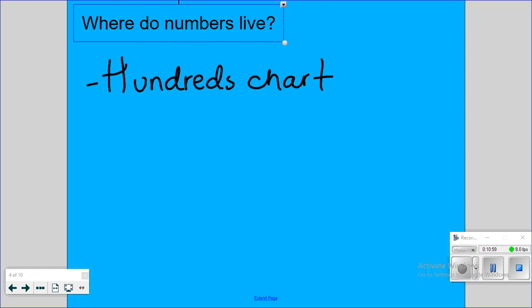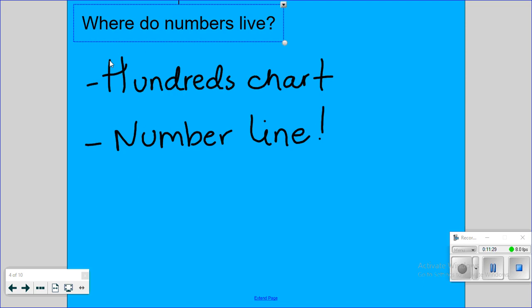All of our numbers live on this really long, almost like a timeline of space. Never ending. Every number lives on a number line. Every number.